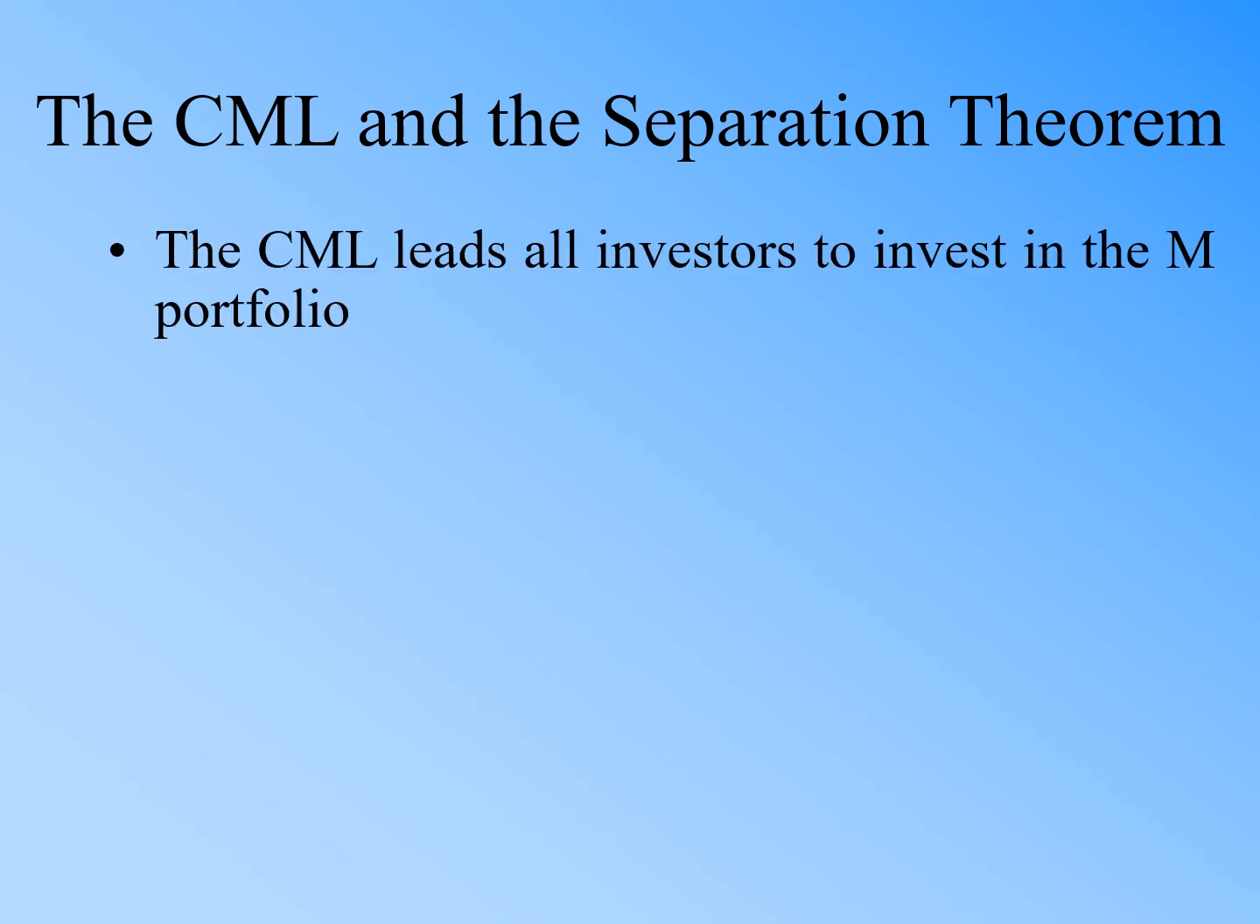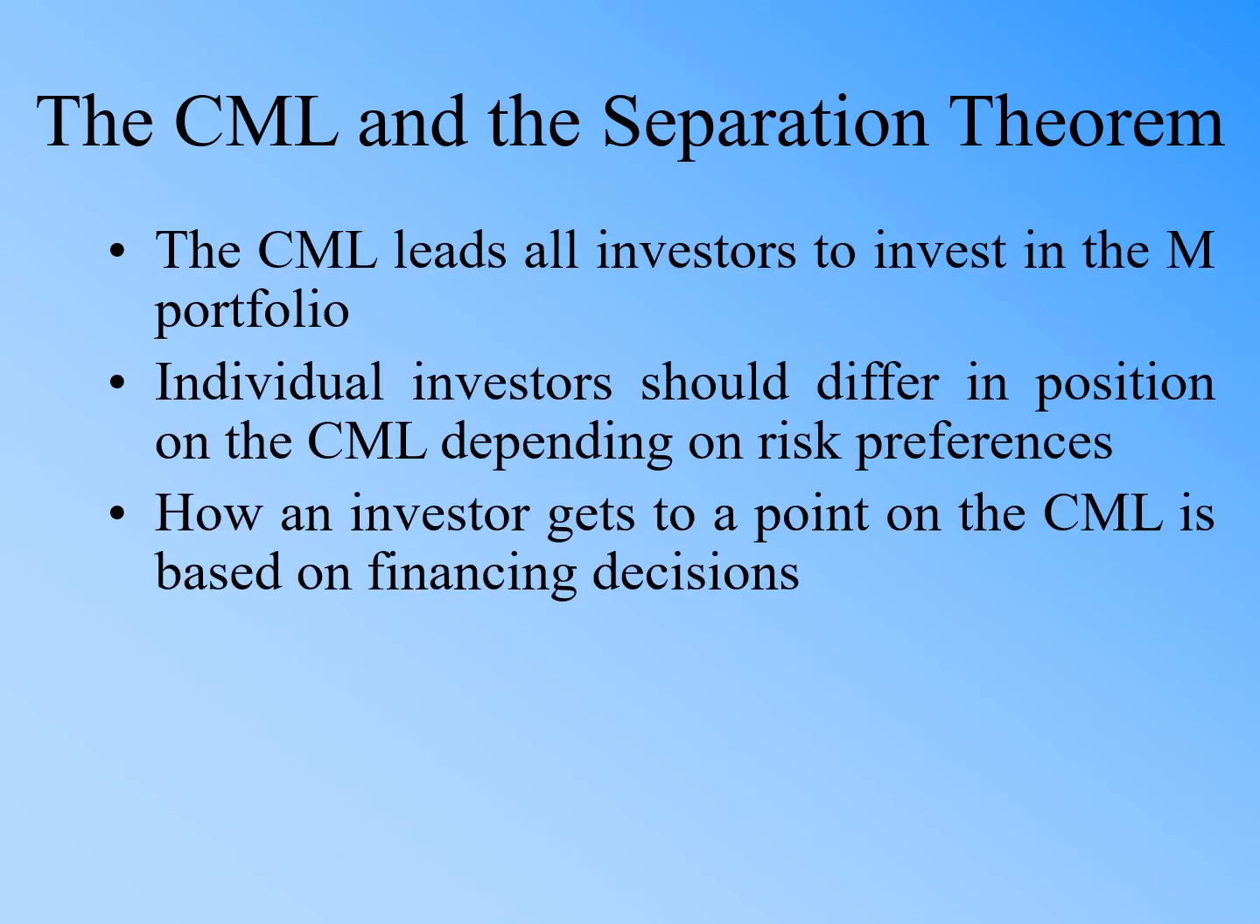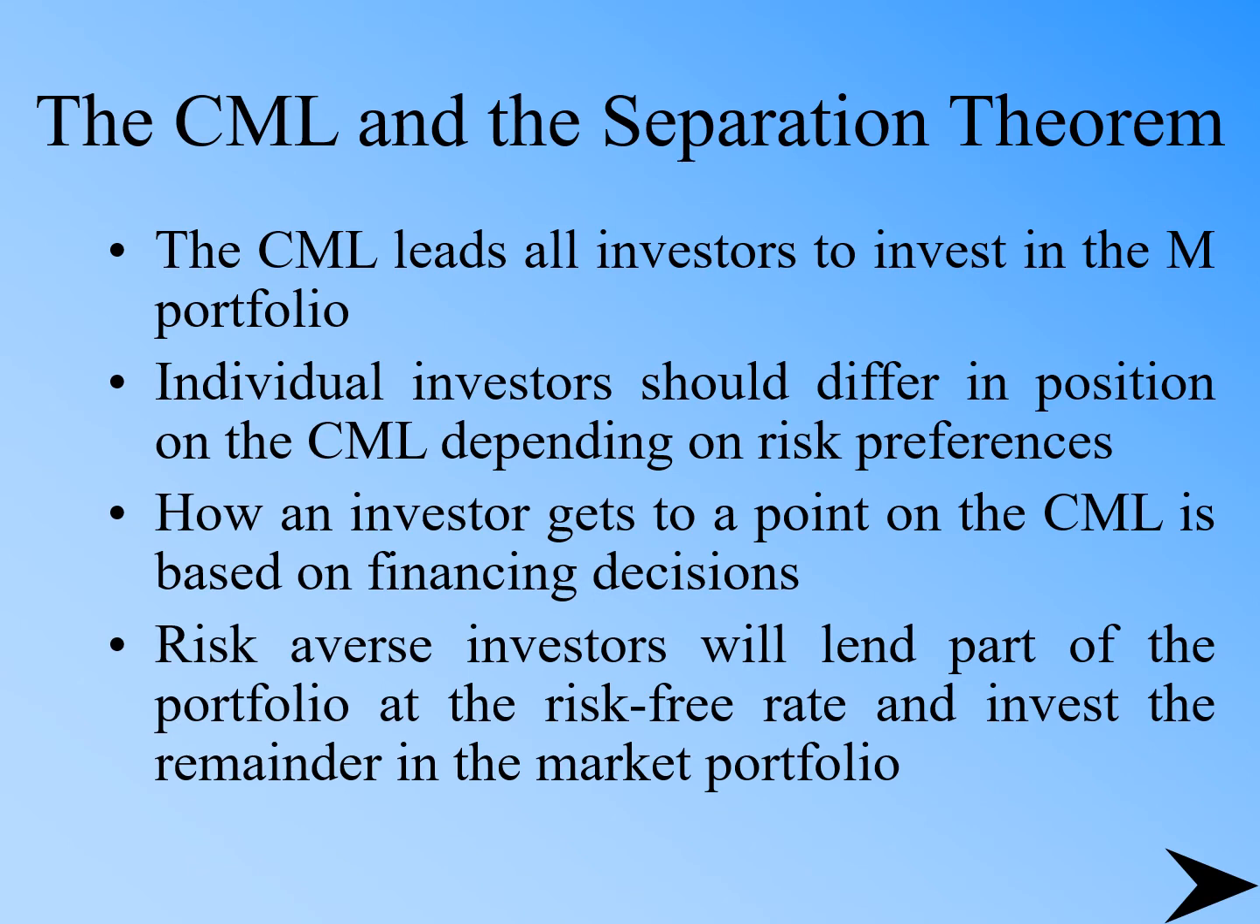Now we will discuss the capital market line and the separation theorem. As you know, the capital market line leads all investors to invest in the M portfolio. As you know, the M portfolio consists of all the risky assets. It's an optimal portfolio. It's a completely diversified portfolio. So all investors want to invest in that portfolio because in that portfolio they can eliminate all the unsystematic risk.